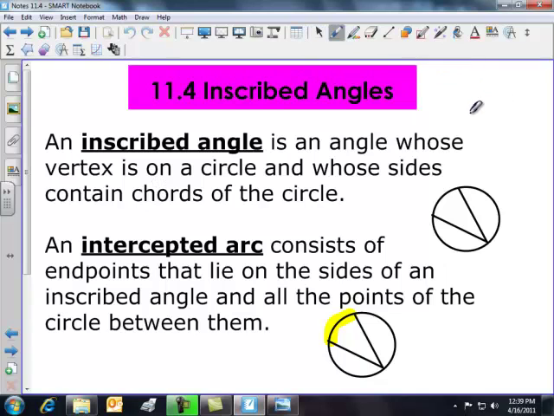Now, we have talked so far about some central angles, and that was when the vertex was in the center of the circle. That was a central angle. What we're talking about here are inscribed angles, and right here is an inscribed angle because if you notice the vertex is on the circle, not in the circle. Okay? The arc that it is intercepting is called an intercepted arc. It consists of the endpoints that lie on the sides of an inscribed angle and all the points of the circle in between them. So as you see highlighted here, that arc right there is the intercepted arc of this inscribed angle.